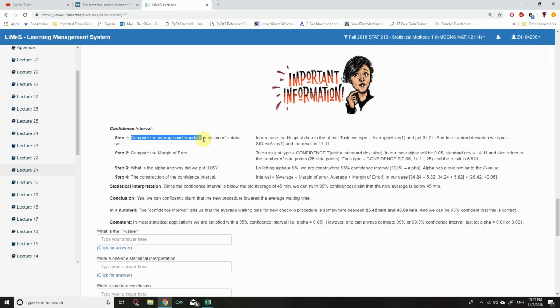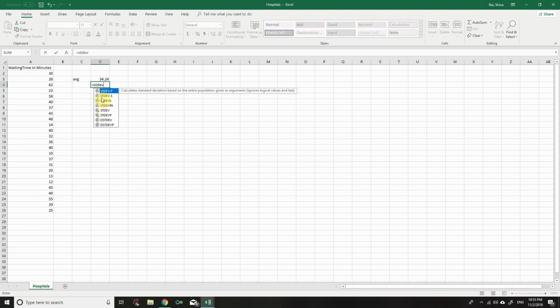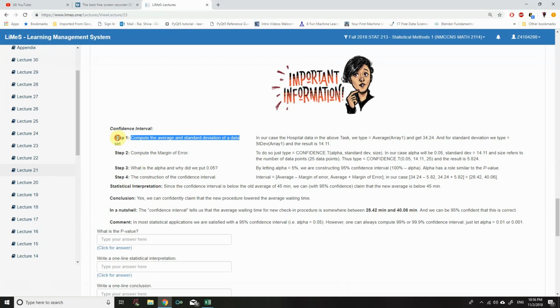So compute the average and standard deviation of the data. Let's do that quickly. The average is 34.24, and the standard deviation is given by equals STDEV of the array, 25 data points, so that's 14.11. We have done step 1.